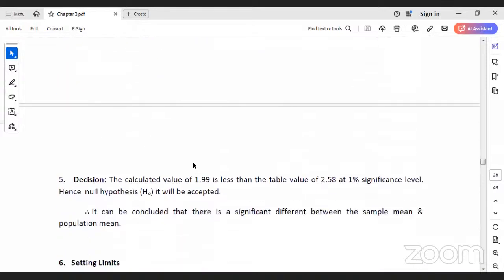In the decision, you have to write like this. The calculated value of 1.99 is less than the table value of 2.58 at 1% significance level. Hence, the null hypothesis H naught will be accepted. Less than means accepted, greater than means rejected.